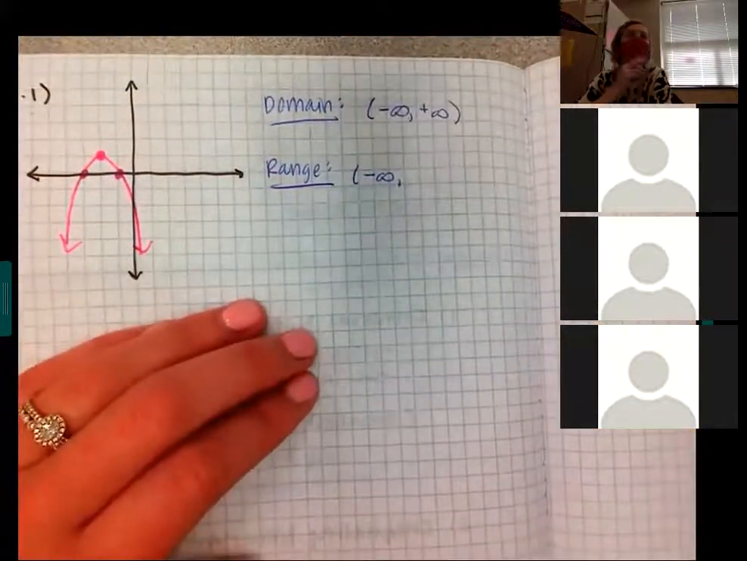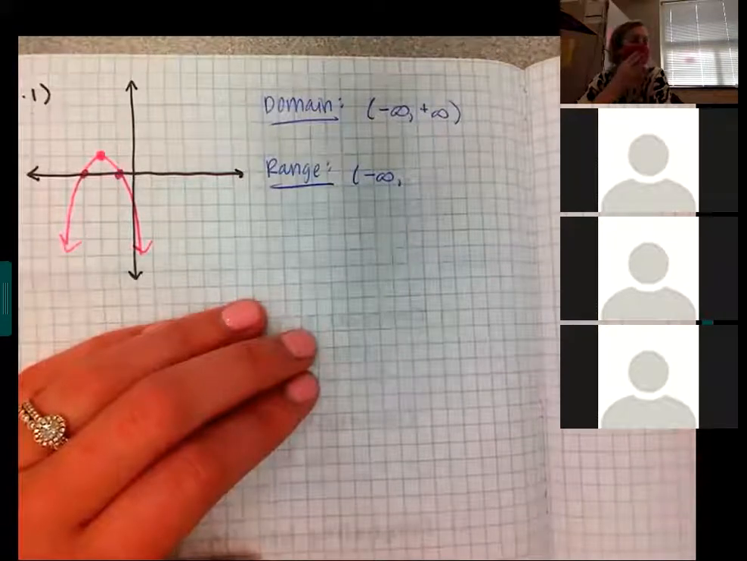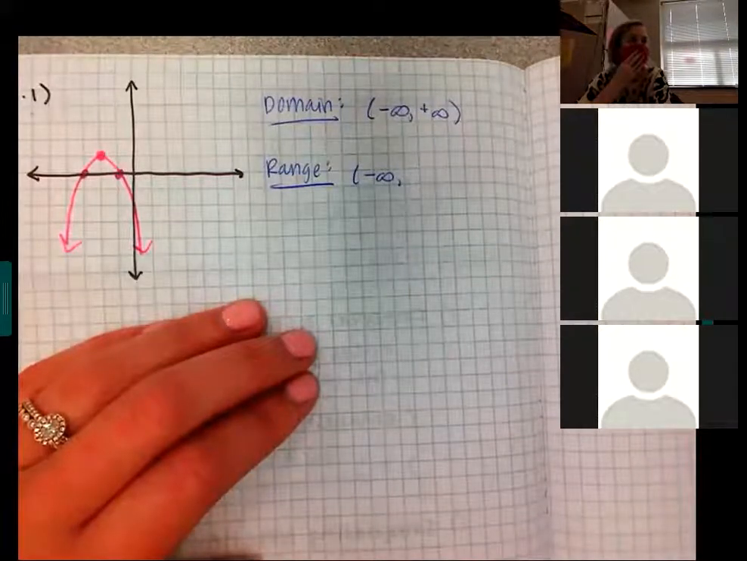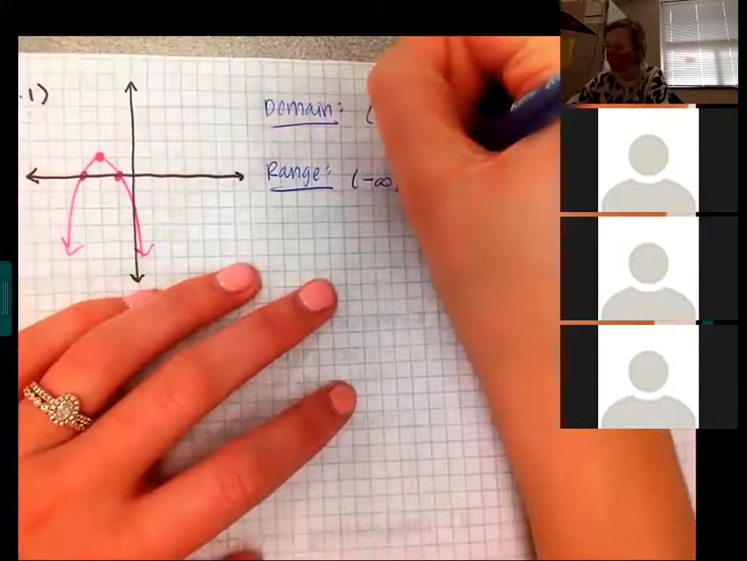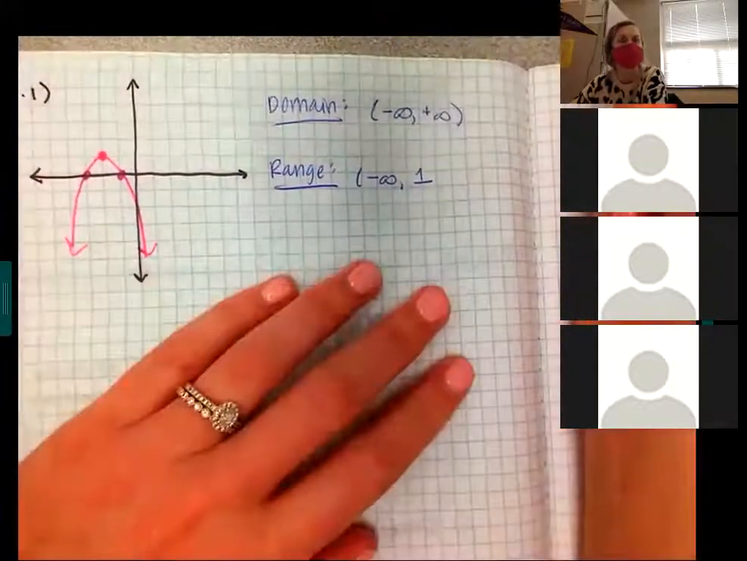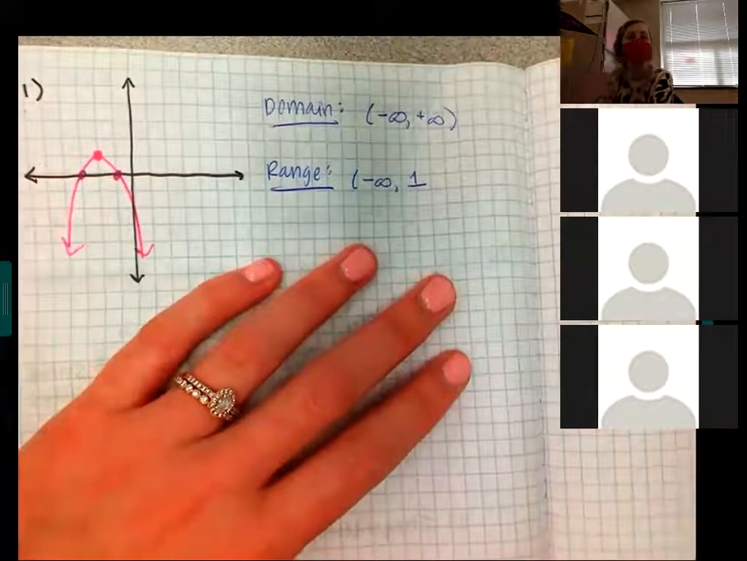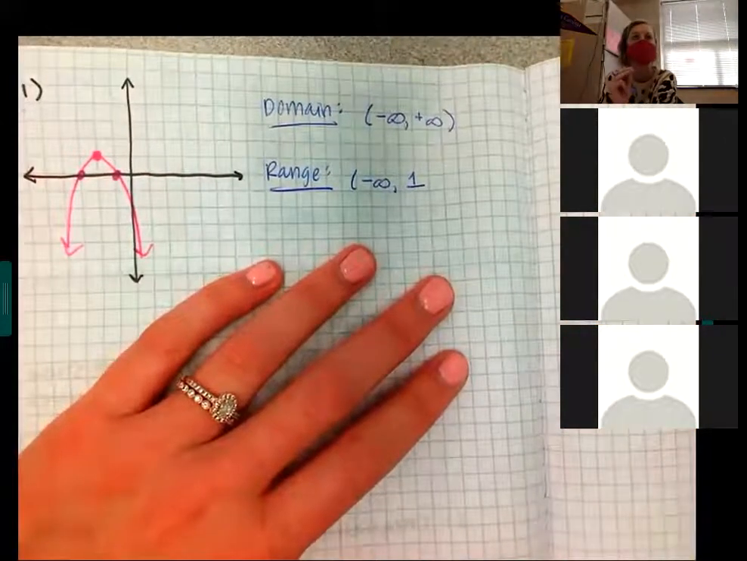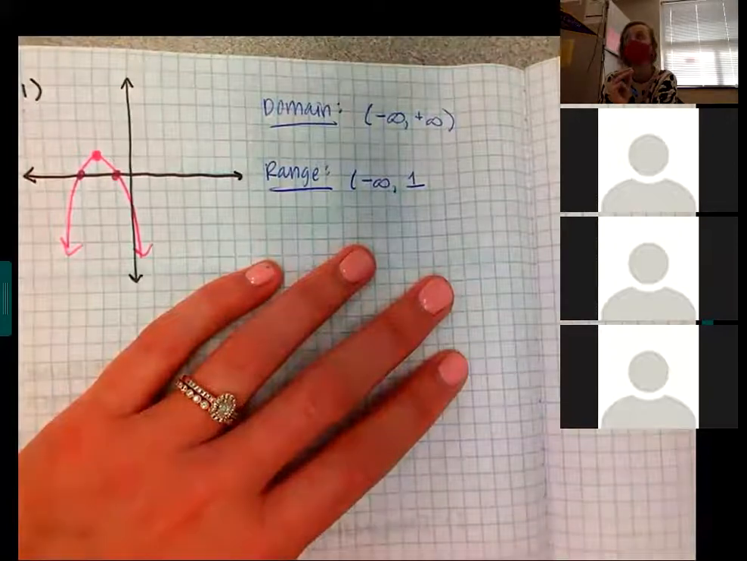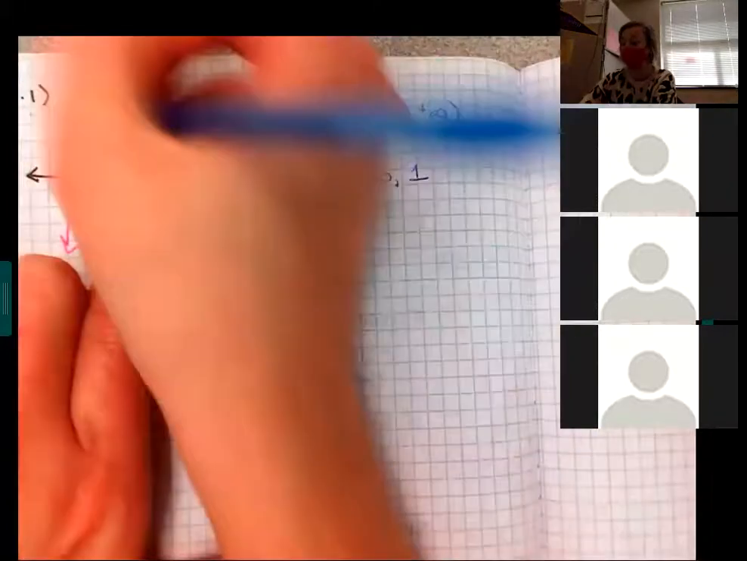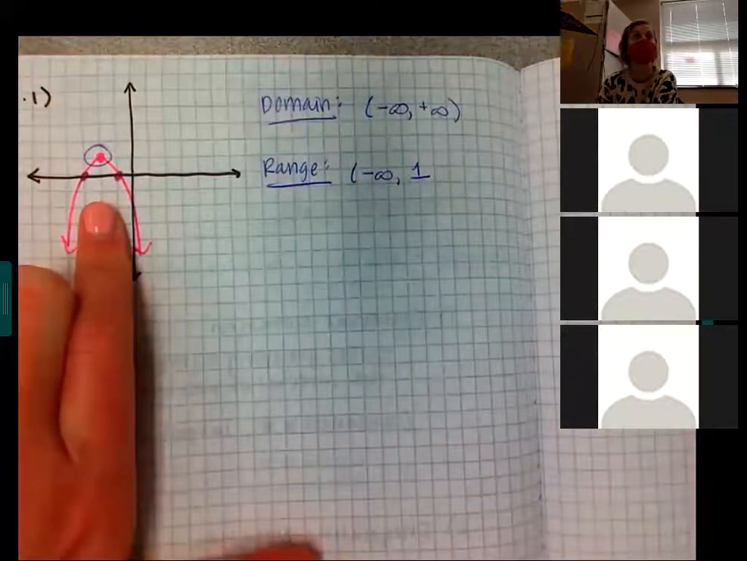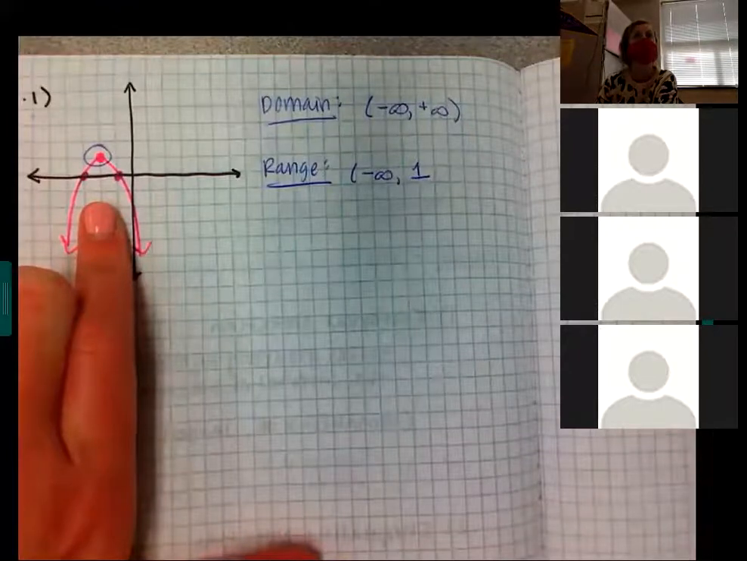What's the highest y value this pink graph has? 1. Good. 1. Be careful. Don't tell me 2. That's the x. The highest y value it has is 1. Now, can you guys see the point sitting on 1? The highest y value on the graph. You got it? Because this is a max.